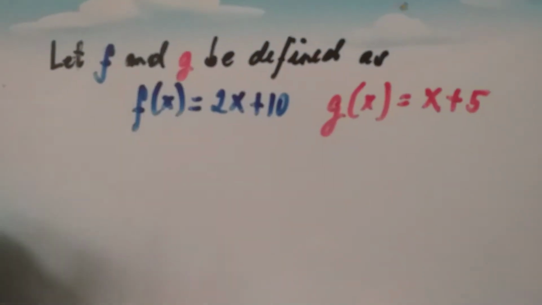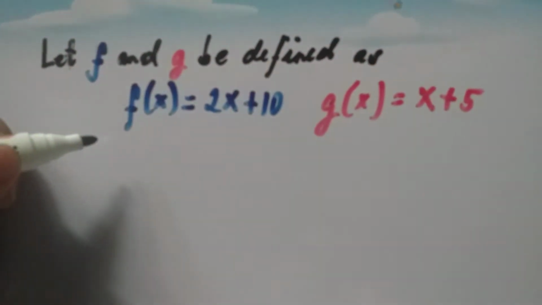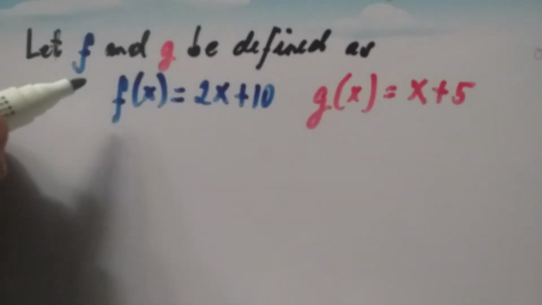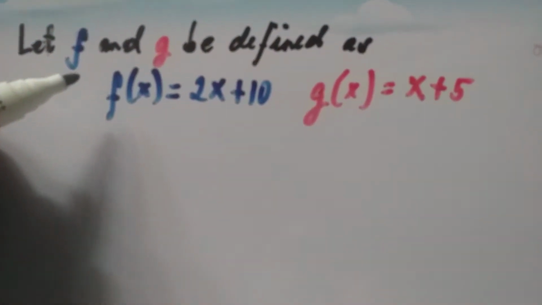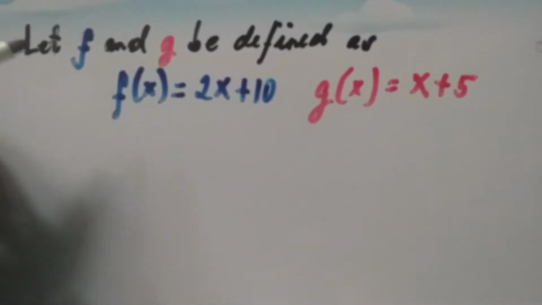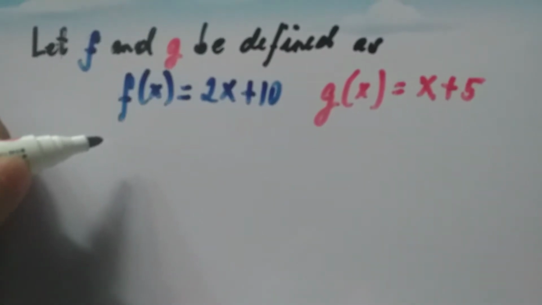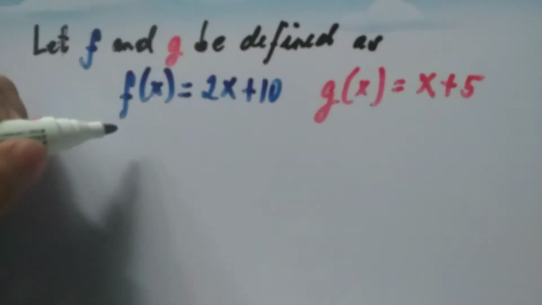We'll talk about operations on functions. Let f and g be defined as f of x is equal to 2x plus 10 and g of x is equal to x plus 5. So we start with addition on functions.